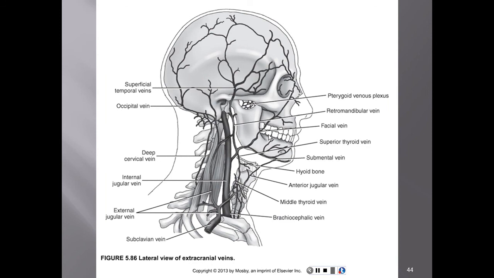In this picture, you want to identify the subclavian, brachiocephalic, external jugular, hyoid bone, and the facial vein. So this is the part of the mandible that I was telling you to palpate, and you can feel a pulse. Now this is a vein, so you're not going to feel a pulse from that. But the facial artery runs adjacent to the facial vein, so you will feel a pulse from that.